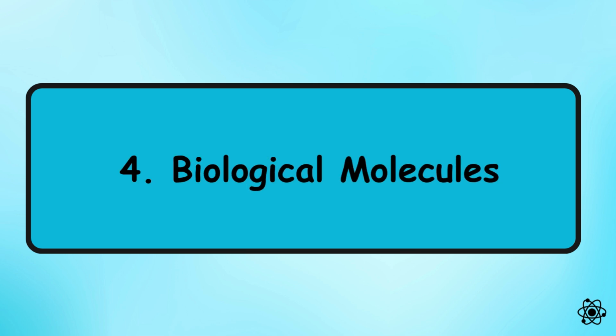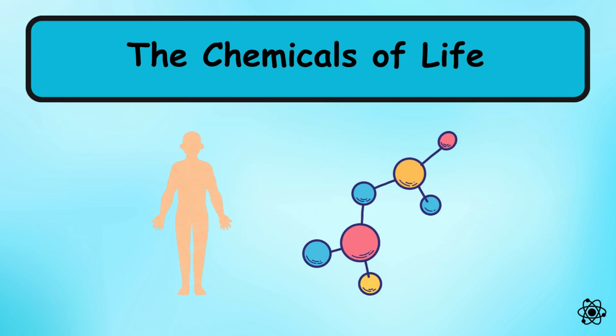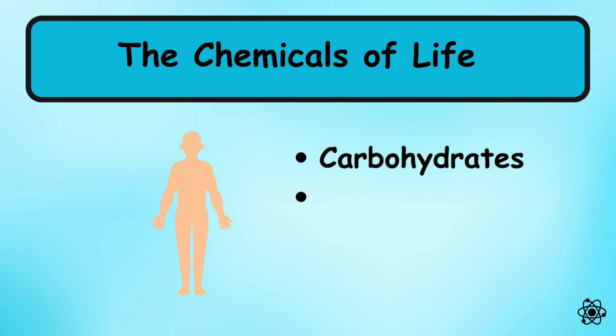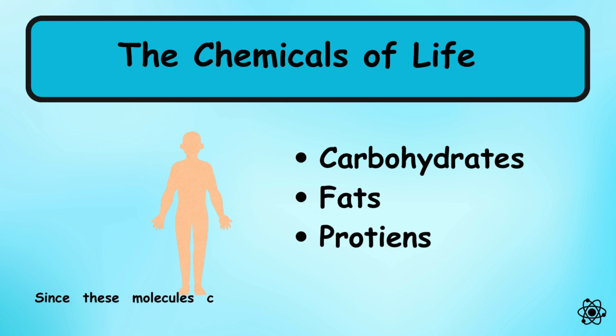This video summarizes Topic 4 Biological Molecules. The bodies of all living things are made of many kinds of chemicals. The three main categories of molecules in living organisms are carbohydrates, fats, and proteins. Since these molecules contain carbon, they are known as organic molecules.